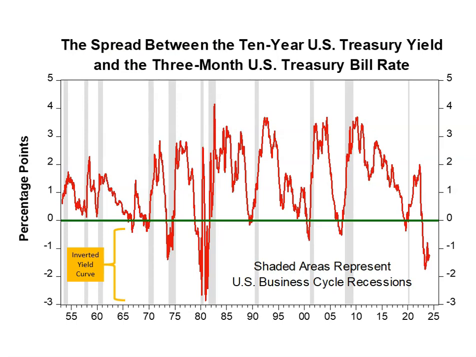This chart shows the spread between the 10-year U.S. Treasury yield minus the 3-month U.S. Treasury bill rate, which is one spread that shows inversion of the yield curve, has signaled recession since the 1960s.